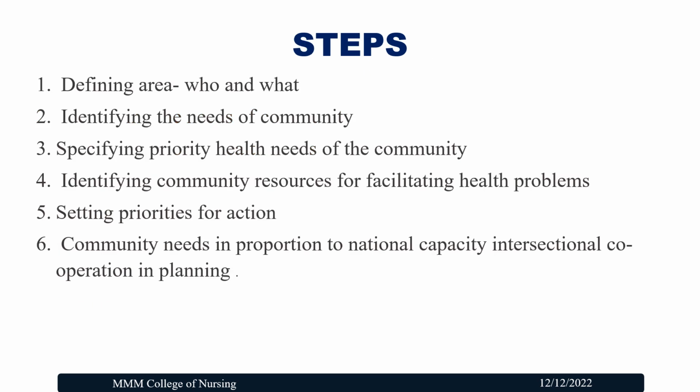The steps of community diagnosis: there are 6 steps. First is to define the area, who and what we are going to diagnose in the community. Second step is identifying the needs of the particular community. Third is specifying priority health needs of the community. The fourth one is identifying community resources for facilitating health problems. The fifth one is setting priorities for action. The sixth one is community needs in proportion to national capacity, intersectoral cooperation in planning.